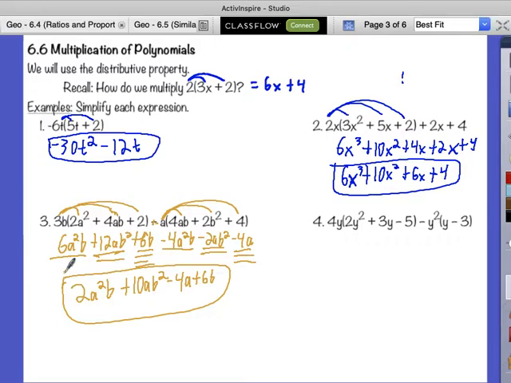Yeah, let's talk about this one up here, guys. So we have 4y times 2y squared. What is that? 8y cubed. Very good. 4y times 3y is what, Dylan? Try again. 4y times 3y. 12y. Pay attention next time, please. Chase, what is 4y times negative 5? Negative 20y. It should be 12y squared. Thank you.